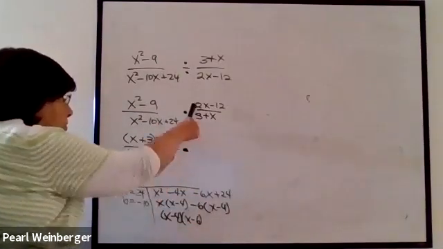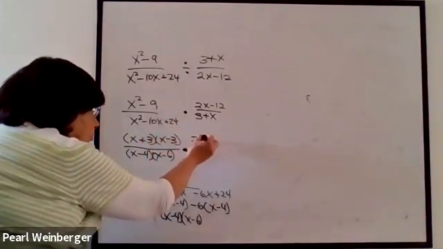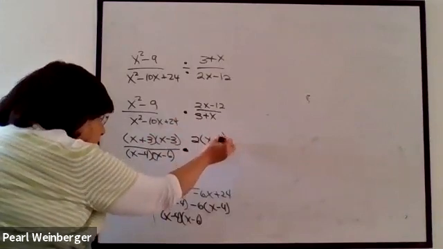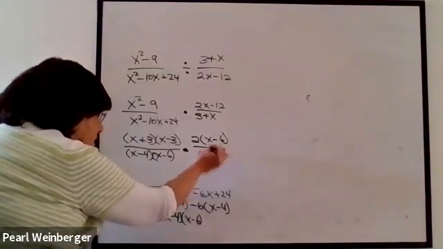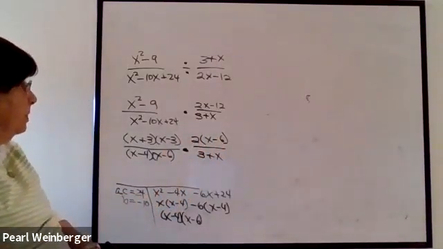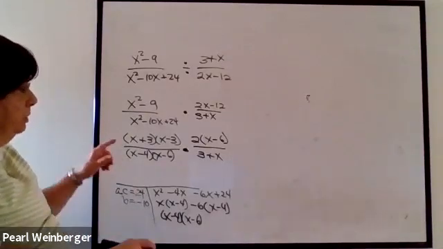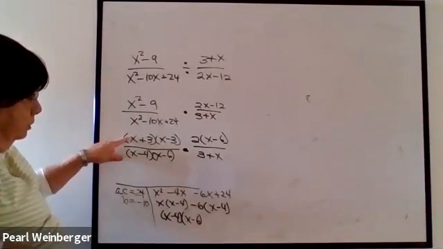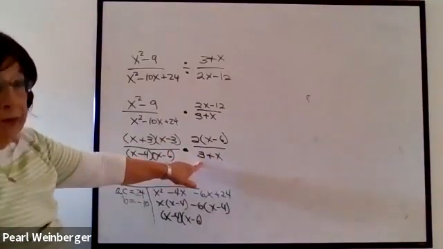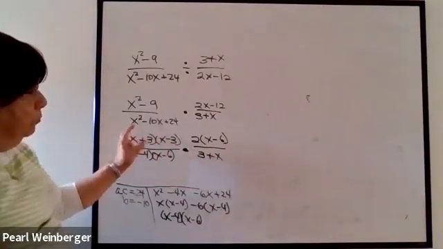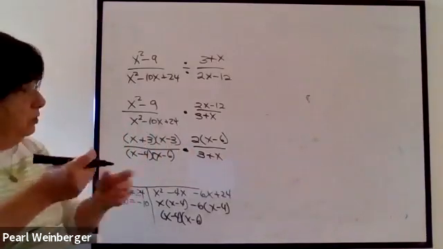Okay, now let's go to the numerator 2x minus 12. That has a common factor of 2, so this becomes 2 times x minus 6. And the 3 plus x has no common factor, it just stays 3 plus x. And now we're ready to try and cross reduce. So I start with my x plus 3. There is no x plus 3 in the bottom, but there is a 3 plus x. Remember, we're always looking for the identical binomial or the binomial with the order switched.